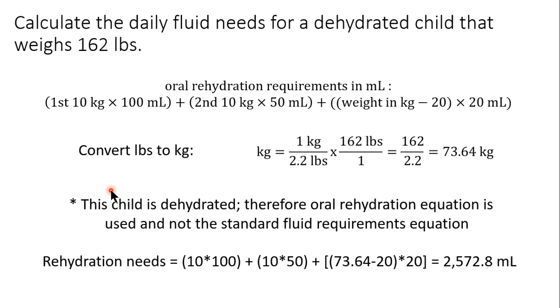Okay, so for the first 10 kilograms, we need 100 milliliters, so 10 times 100. For the second 10 kilograms, we need 50 milliliters, so 10 times 50. And then the total weight, which is 73.64, we subtract 20, because we already took those 20 into account here and here. So all of that times 20, which gives us 2,572.8 milliliters that we need to give the child for rehydration.